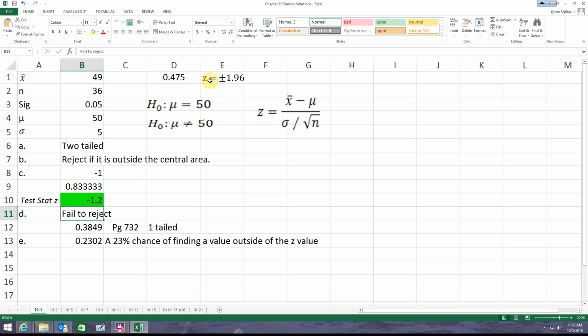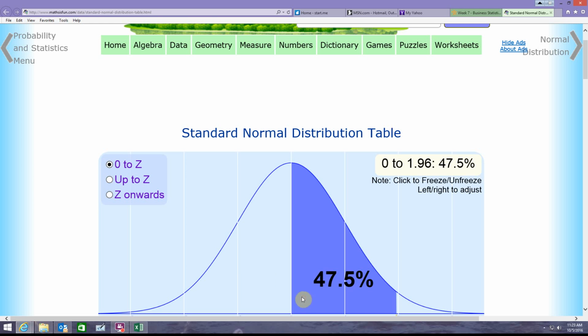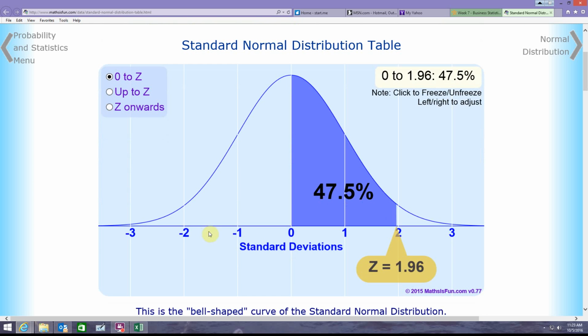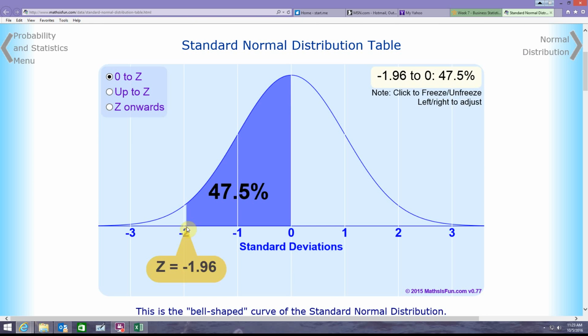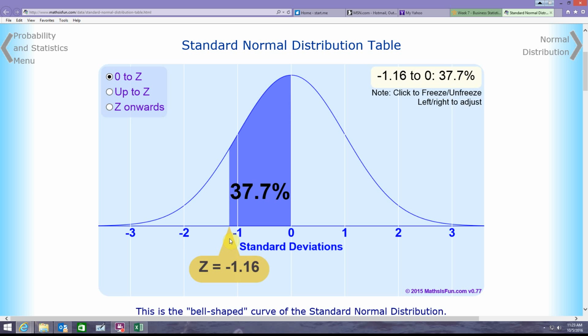So does that minus 1.2 fit in between the minus 1.96 and the plus 1.96? Well, let's see. Here's my minus 1.96, and I can go all the way from there over to here, and I just want to know if that minus 1.2 fits in there. Well, sure it does, right? It's right about here. Boom. So it fits in there.